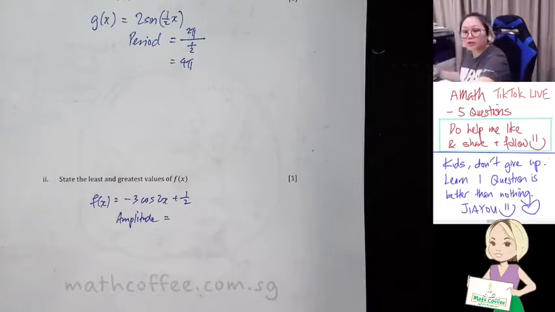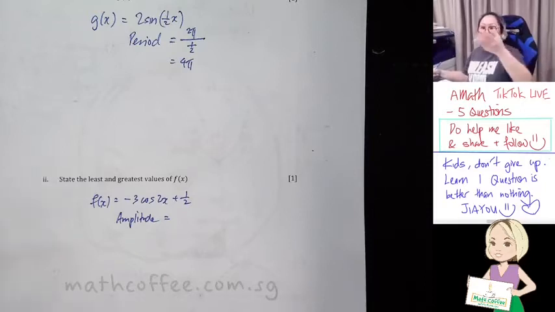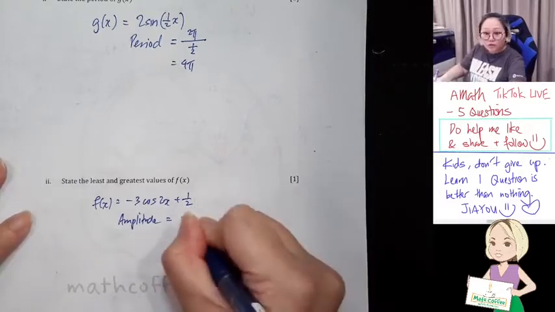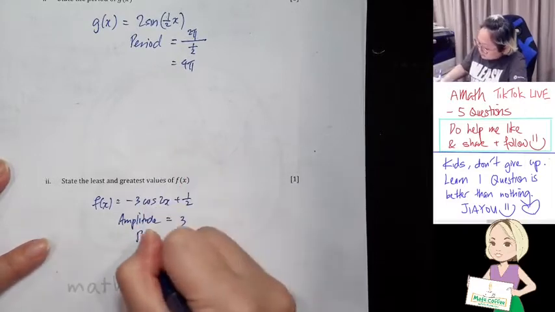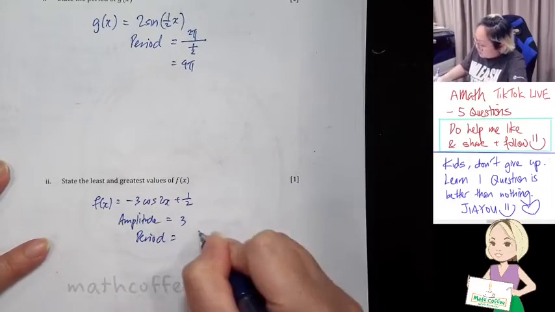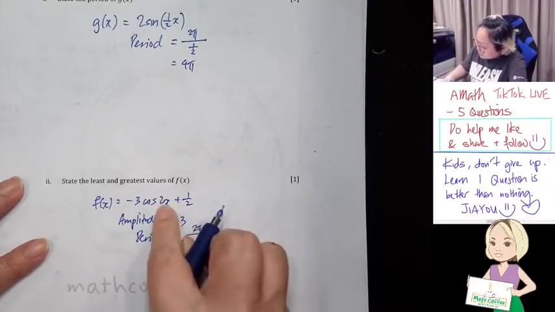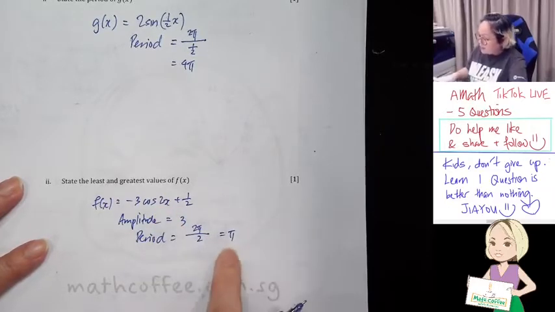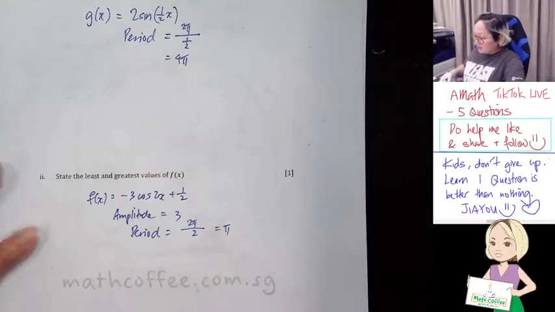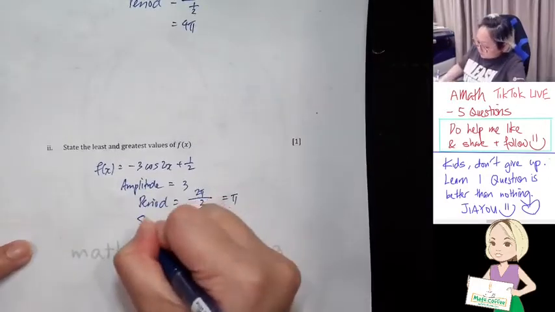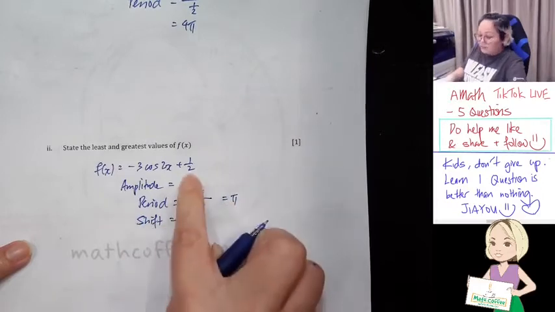Okay, amplitude, just write 3, no need to write minus 3. The minus only tells us that we are going to invert our graph. So the amplitude is 3. Next, what is my period? My period is 2 pi divided by the number in front of the x, which is 2, so it's pi. Pi is 1 period, so since they ask us to draw 2 pi, I need to draw 2 cycles. Okay, next, there's a shift. What is my shift? The number just there, half.